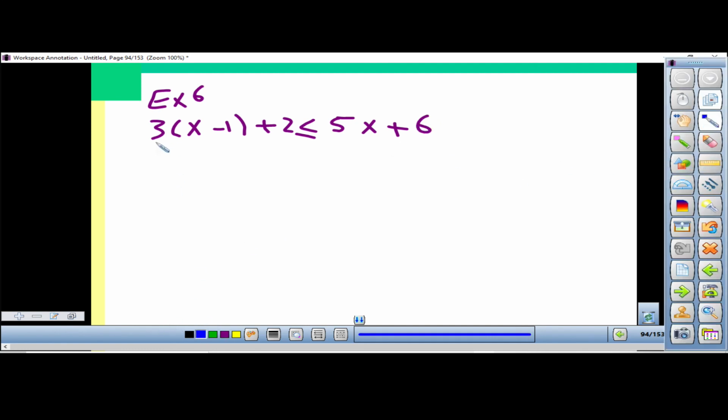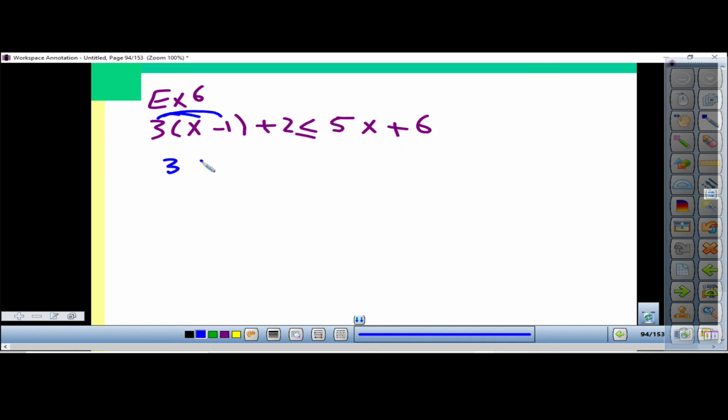Who's going to help me out here? 3, what would I do here? Hello? What's that word called? What would you call that? Yep, 3x minus. Check it again. Cool. 3x minus. Yep, here we go. 3x minus that amount. So 3x minus 3 plus 2 is less than or equal to 5x plus 6.